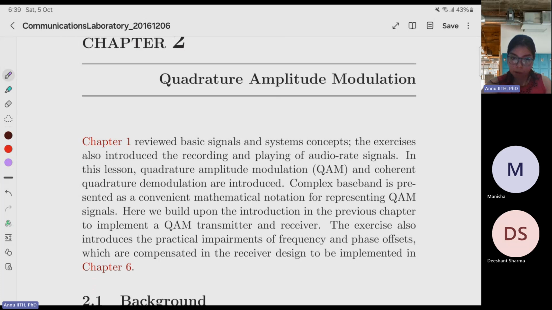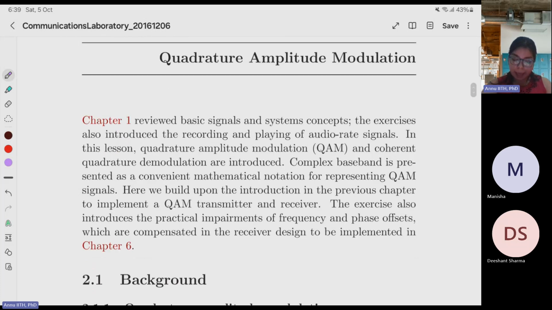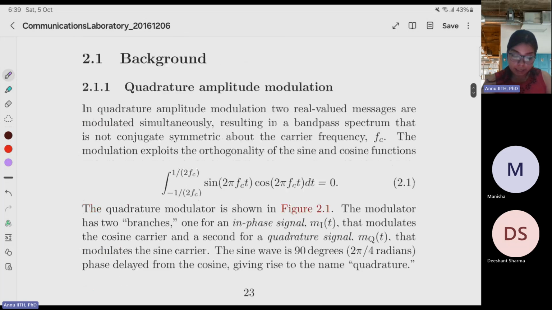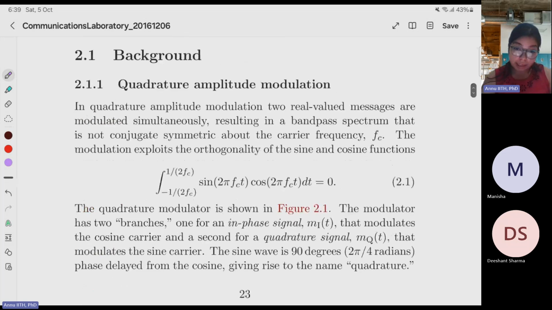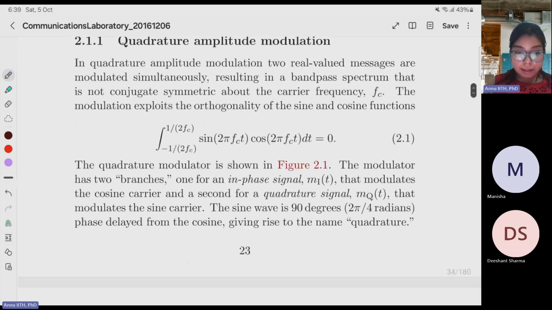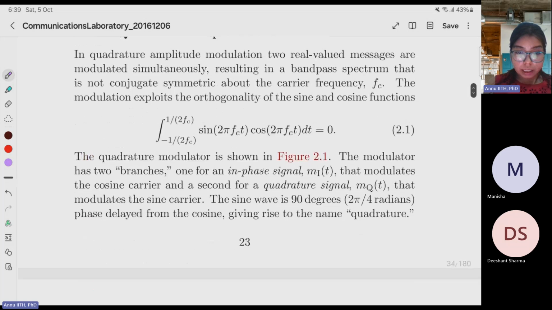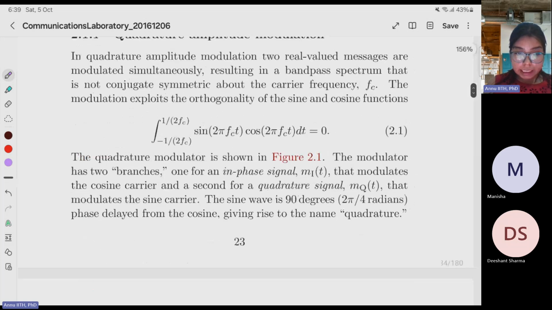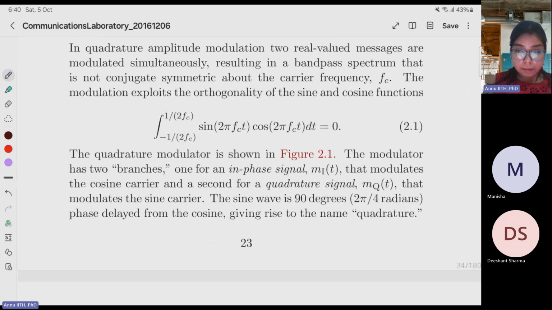Okay, so again, some background. We'll start with some background. In quadrature amplitude modulation, two real valued messages are modulated simultaneously. Do you understand this? Two real valued messages are modulated simultaneously, resulting in a band pass spectrum that is not conjugate symmetric about the carrier frequency. So the modulation exploits the orthogonality of the sine and cosine functions: the integral from minus 1 by 2fc to 1 by 2fc of sin 2 pi fc t cos 2 pi fc t dt. The quadrature modulator, okay, you are just modulating with respect to minus 1 by 2 fc.